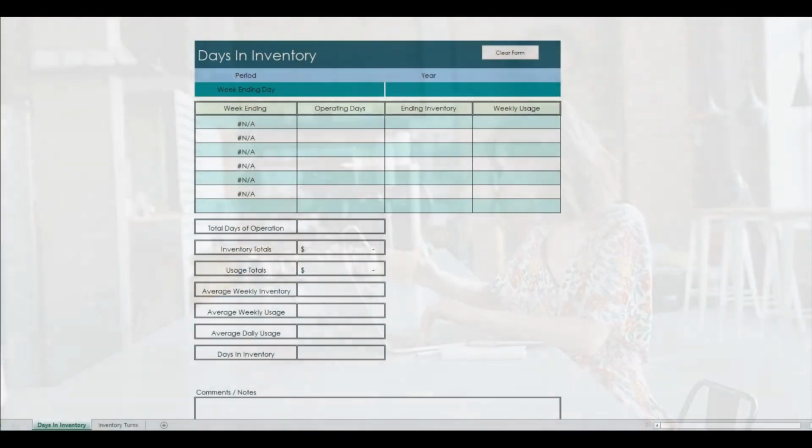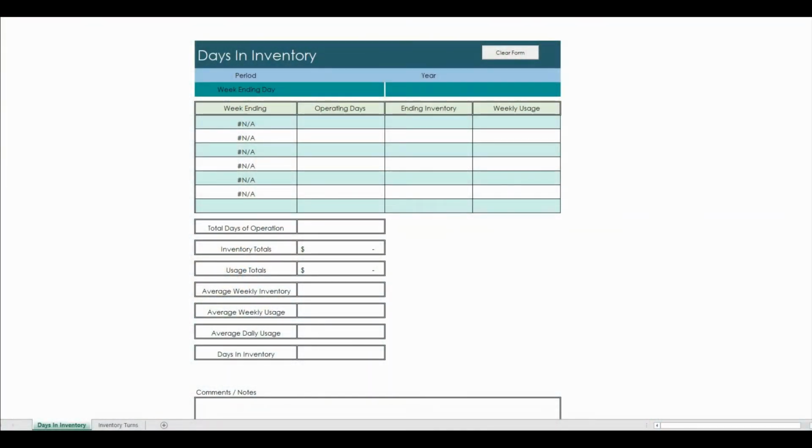Let's take a look at the days in inventory sheet. You'll need some information from your operating sheet, such as the ending inventory amount from the week you're tracking, and the weekly product usage amount. Let's start by entering the basic information. Using the drop-down box, select the month or period you're tracking. Next, enter the current year. Again, using the drop-down box, enter the day of the week that your accounting week ends. If you operate Monday through Sunday, select Sunday as your week ending day. You'll see that the week ending dates will auto-populate in the week ending column.